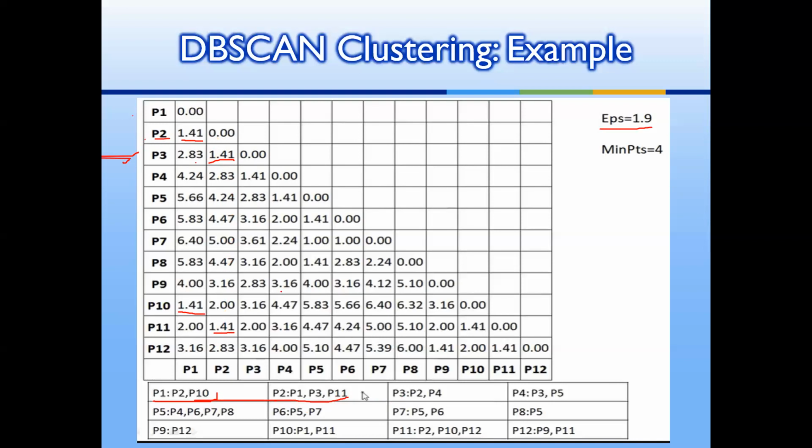Similarly, check for P3. If we check P3 horizontally, we find that P2 is close to P3, which satisfies the epsilon criteria.